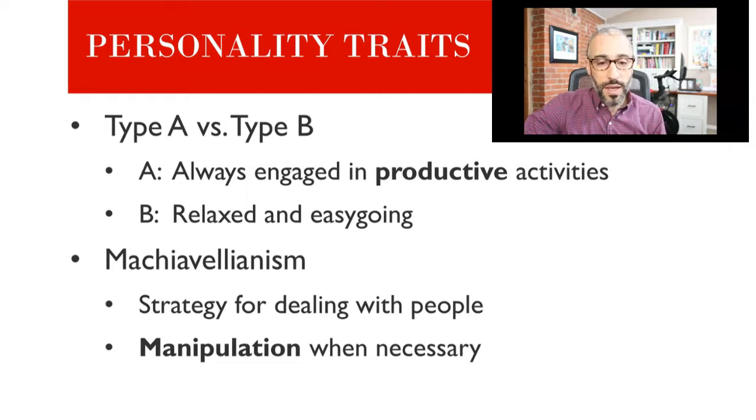Another one is type A versus type B. So type A's are those that are always engaged in something productive, right? Every minute of their day needs to be scheduled. They're always working towards new goals and new initiatives. Everything has a purpose. Everything they do is supposed to be productive. Or type B, a little bit more relaxed, easygoing. And again, both of them can be productive. Type A's get a lot done, and type A's make things happen, and that's great. But they also can be very intense.